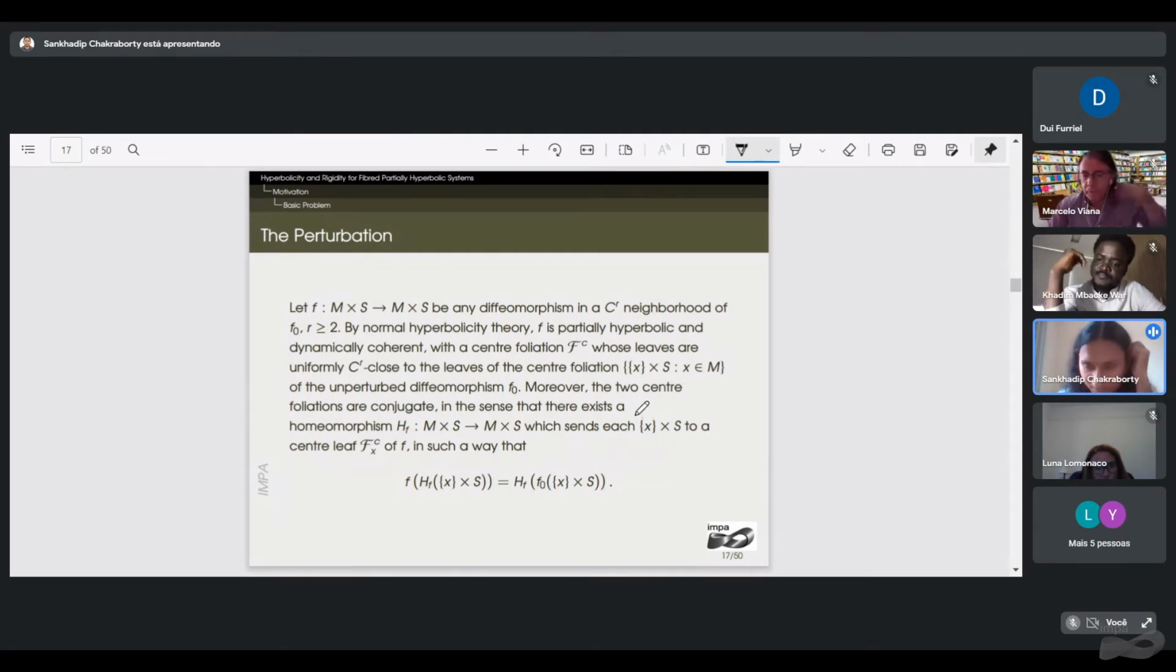And what kind of perturbations? Before we go to the theorems, we will talk about the kind of perturbations we are considering. So we take a C^r neighborhood of F0, r greater than or equal to 2. We take a perturbation there. And from normal hyperbolicity theory, which is contained in the work of Hirsch-Pugh-Shub, the invariant manifold book, F is partially hyperbolic, it is dynamically coherent, and of course it has a center foliation F^c as well. And this center foliation is close to the original center foliation. The new center leaves are very close to the old center leaves.